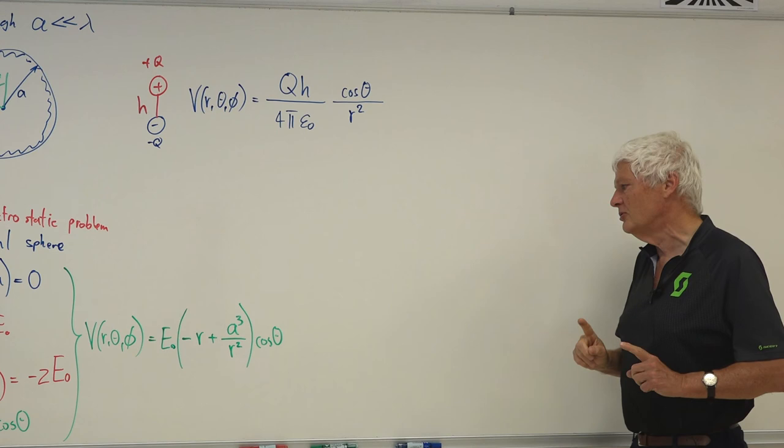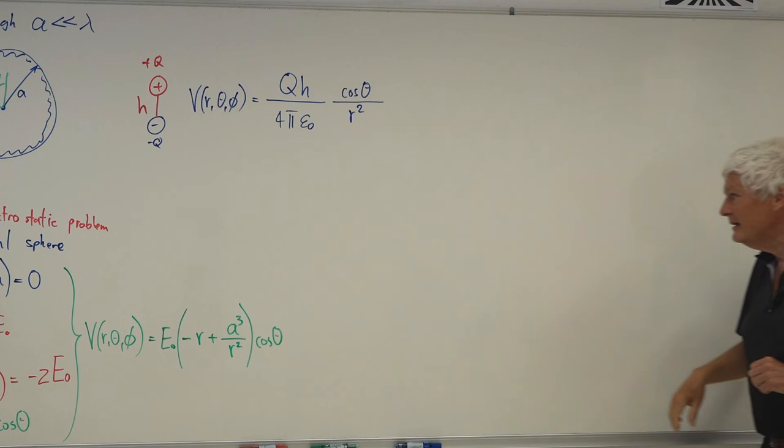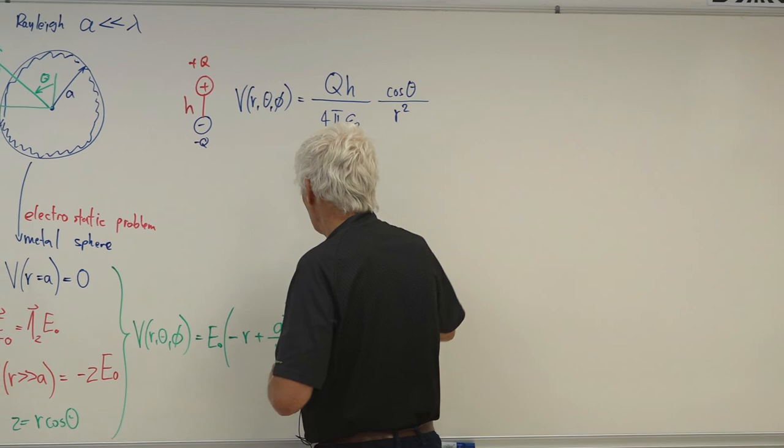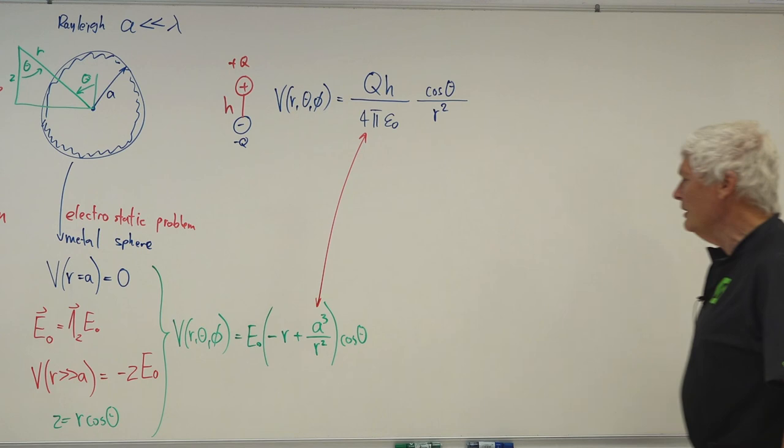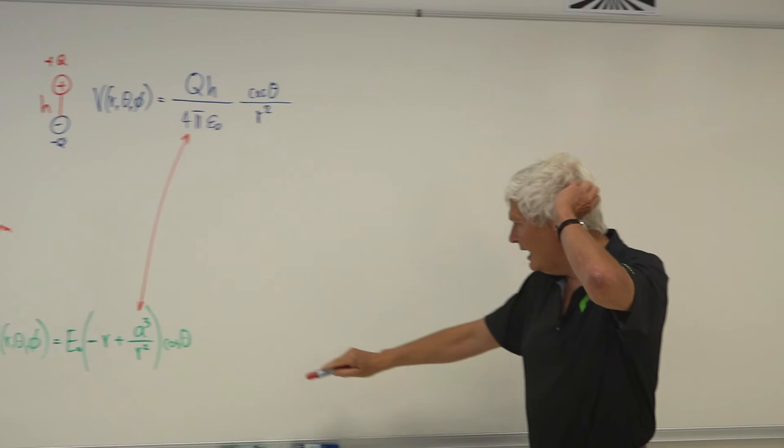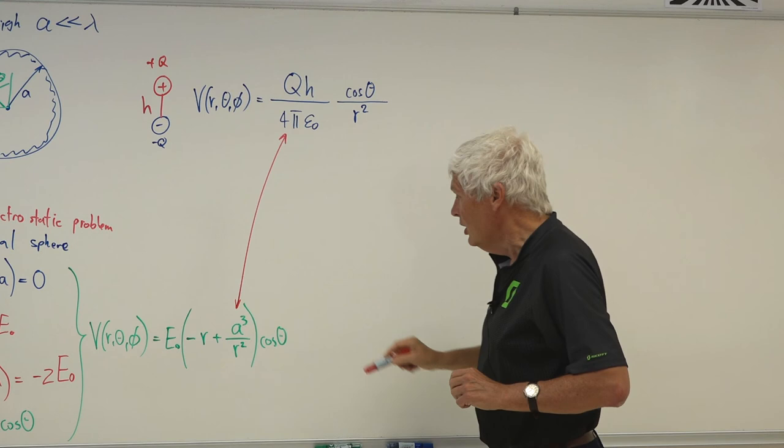And what can we do now, making a comparison between these two formulas? We see what is in one formula and what is in the other. We have r squared in the denominator, we have cosine theta in the numerator, only this term, because this other term is the incident field.